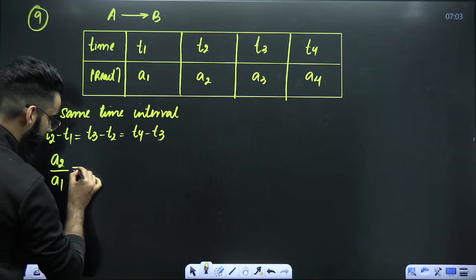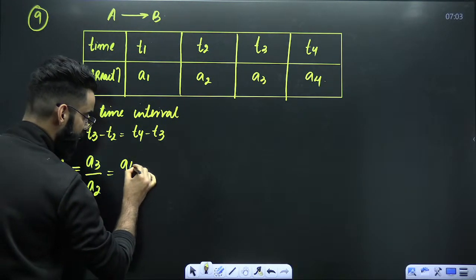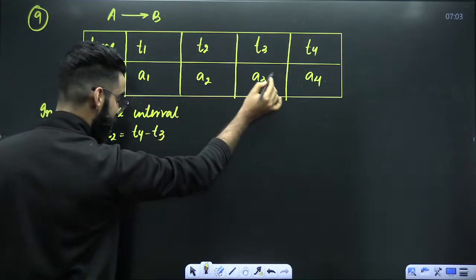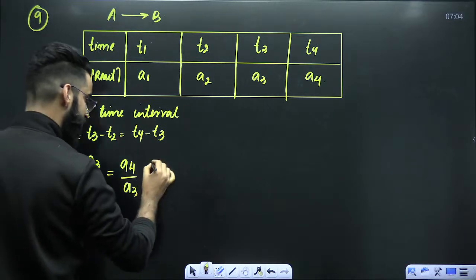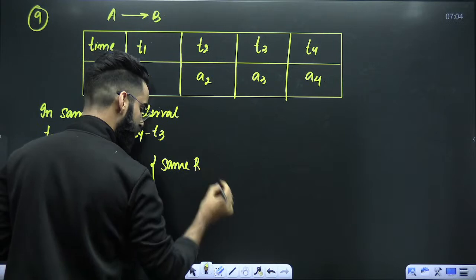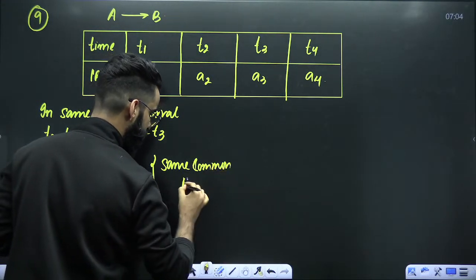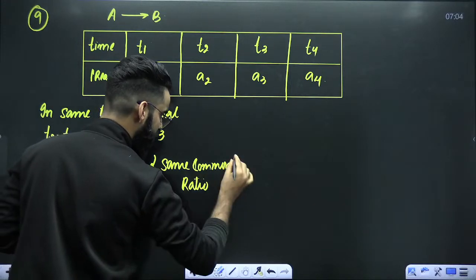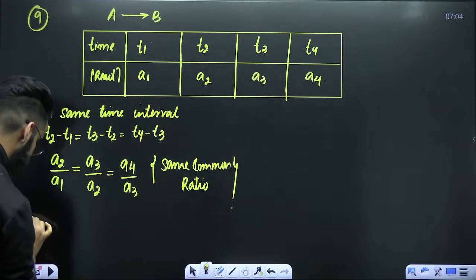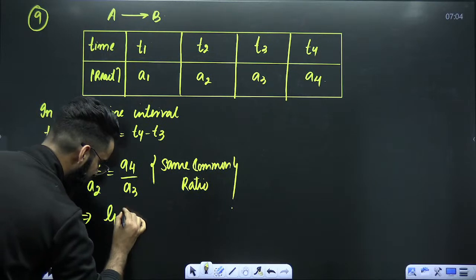If, my dear students, in the same time interval, A2 divided by A1 value comes out to be same as that of A3 divided by A2, which comes out to be same as that of A4 divided by A3. What does it mean? It means that these concentrations at different times have got same common ratio. That means the concentrations of reactants are forming geometric progression.